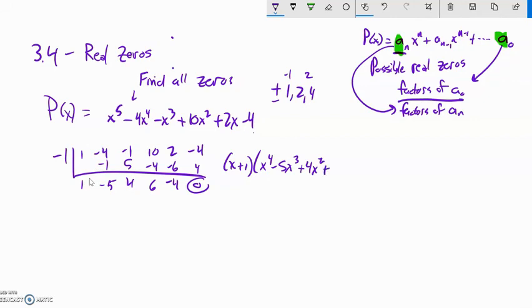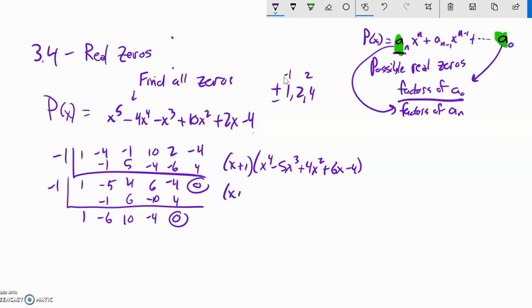Now you don't need to write this thing that I'm doing over on the side, but I want to make that connection between what's going on here and the factoring. I thought negative 1 was a repeated root, so I'll try and take it out again. Bring it down, multiply, add, multiply, add, multiply, oh, that is going to work. Add, multiply, another 0. So I took out another x plus 1, so I could write it, or I could just say squared. This was fourth degree, so it shifts down to a third degree: 1x cubed minus 6x squared plus 10x minus 4.